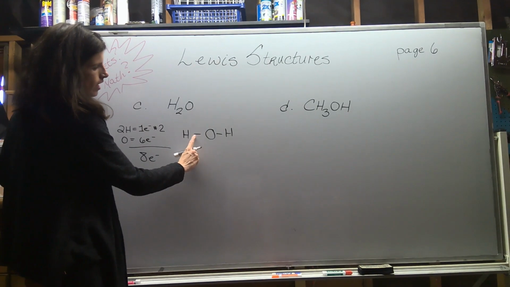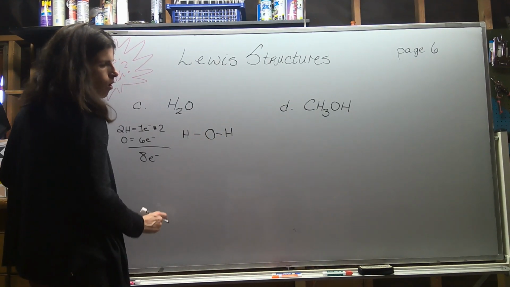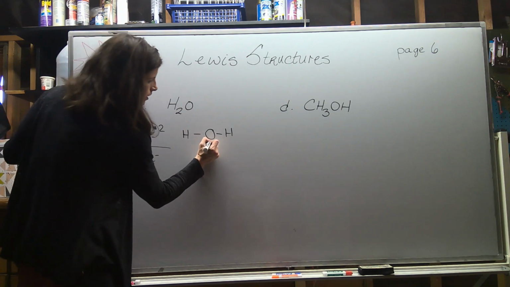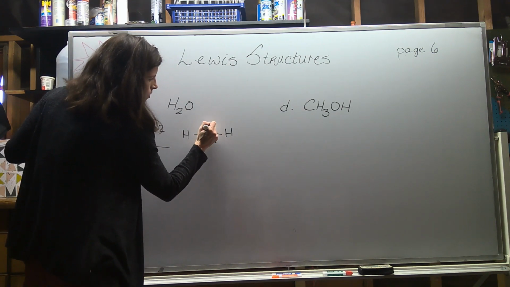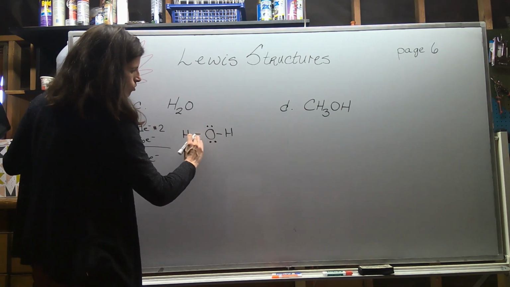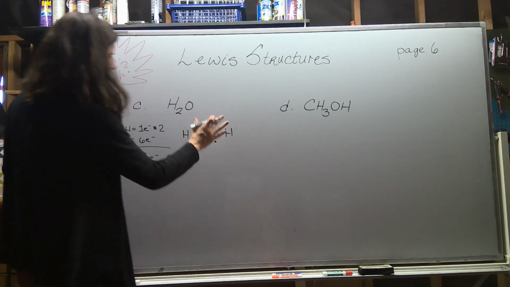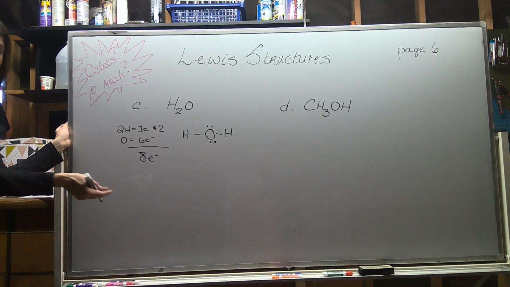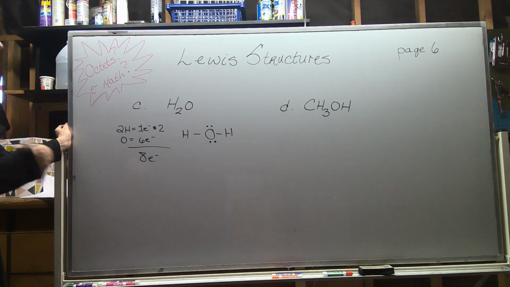Right now the oxygen has 4 electrons or 2 bonds around it. So I'm going to add 4 more to get it up to 8. So we're looking at 2, 4, 6, 8. And it also used 8 in total, so that's good to go.